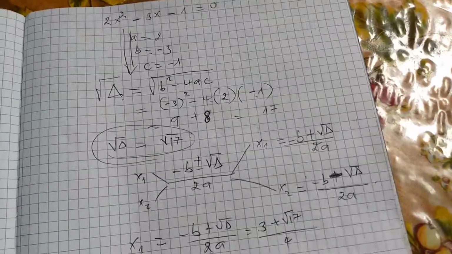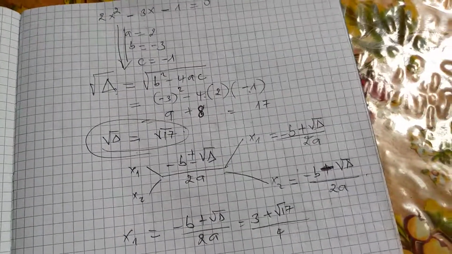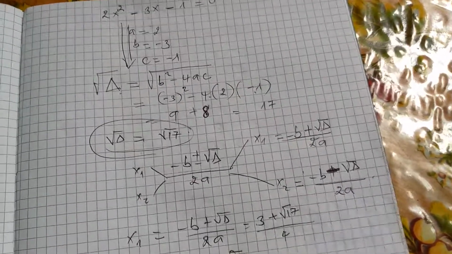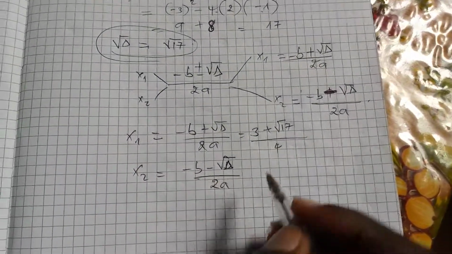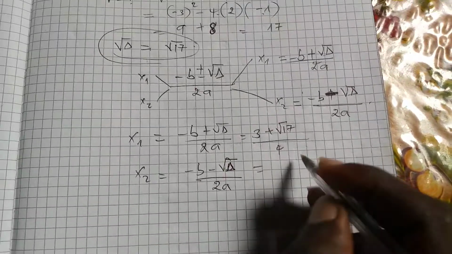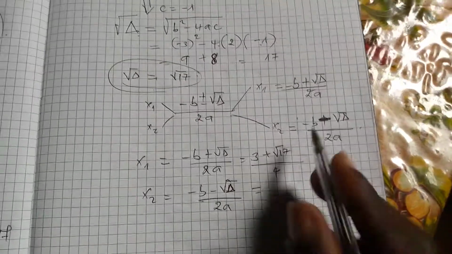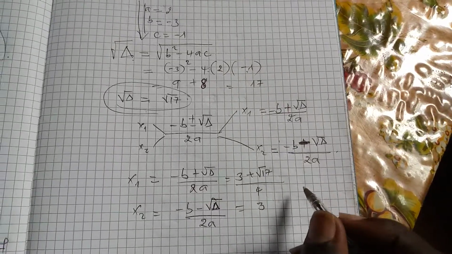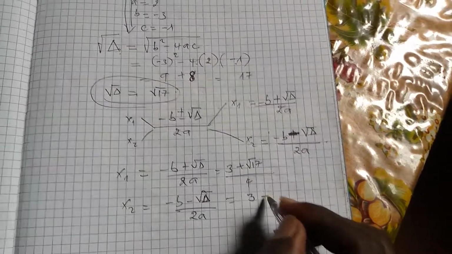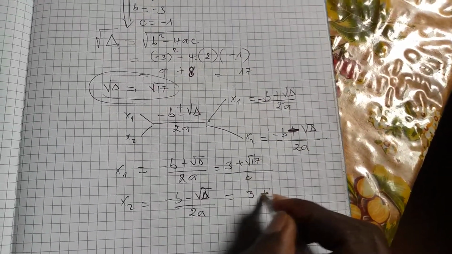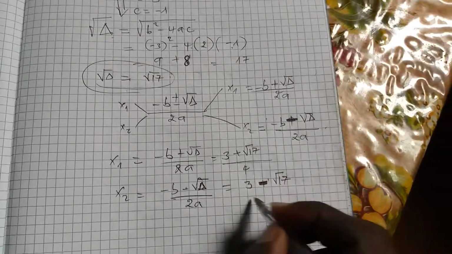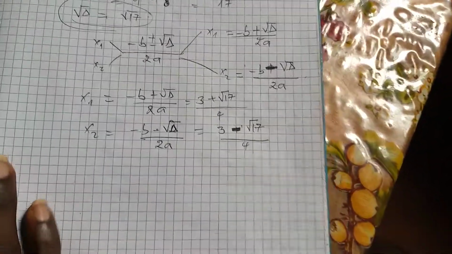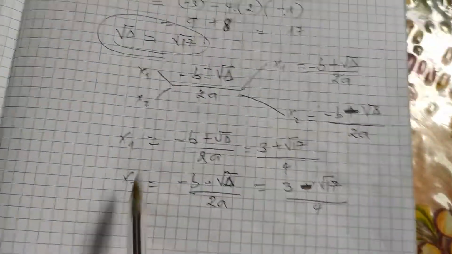Then x2 will be equal to minus b minus the square root of the discriminant over 2a. Minus b will be equal to 3, and minus the square root of 17 over 2a. 2a is equal to 4. So these are the values of x1 and x2.